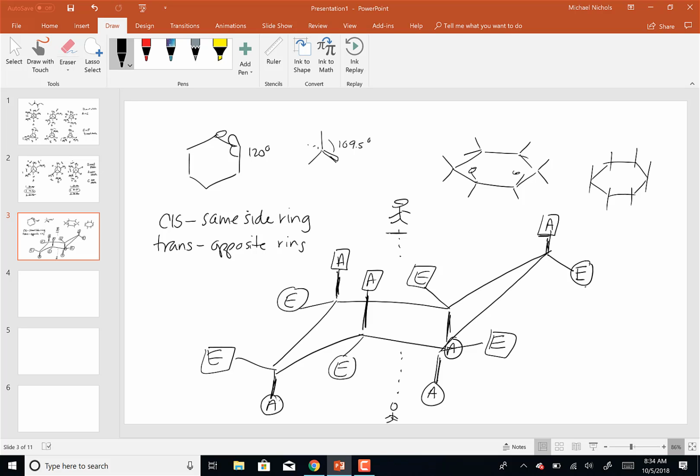And for cis or trans, it doesn't necessarily matter if it's above or below the plane of the ring. It just means, are they both above, or both below, or one of each? So your actual perspective doesn't necessarily matter, although most people look from above the ring, including the people that wrote the book.